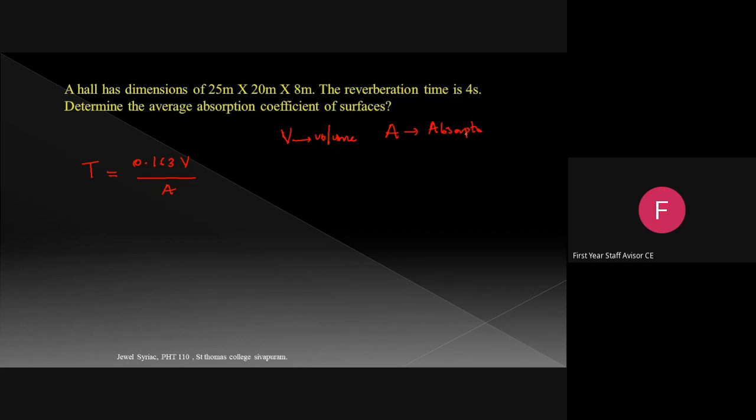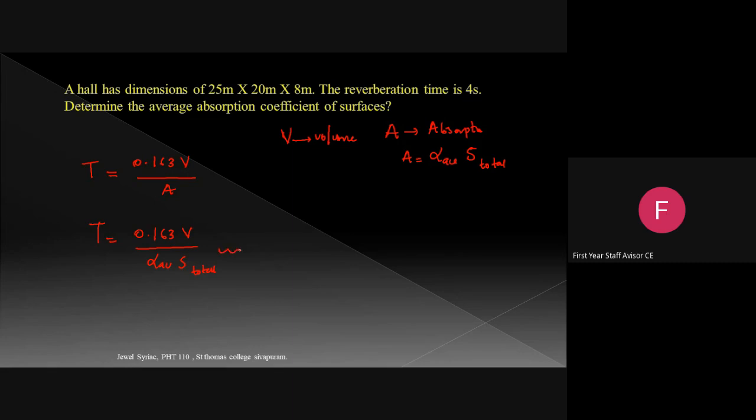So total absorption A is equal to alpha 1 S1 plus alpha 2 S2 plus and so on, that is, the absorption coefficient of each surface into its surface area, or alpha average into total surface area. So A is equal to alpha average into total surface area. So reverberation time T is equal to 0.163 V divided by alpha average into total surface area.